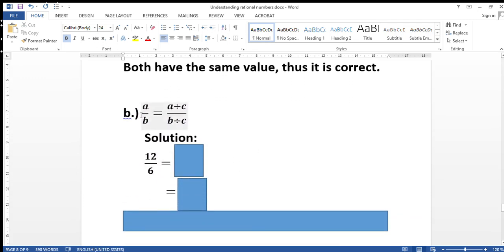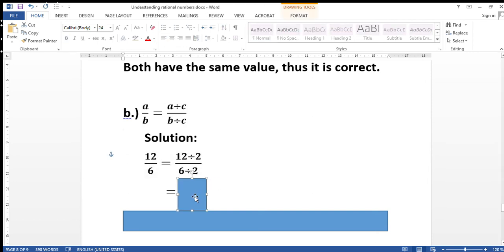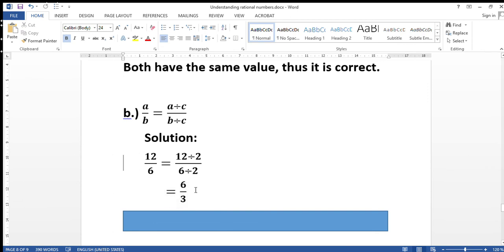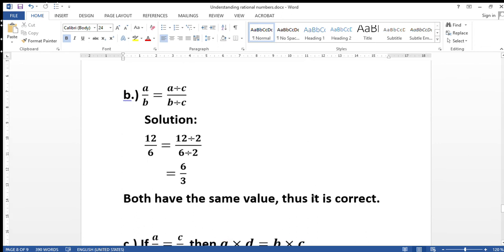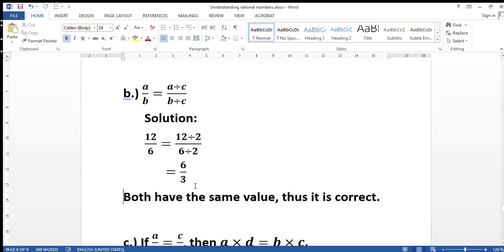Okay, next we have a over b. Now this time we do simplifying or reducing to the lowest term. So 12 over 6 again, and divide by c, which has a value of 2. So 12 divided by 2 and 6 divided by 2 is 6 over 3. Again, if we multiply it with 2, it will return the same fraction here. So both have the same value, thus this fraction is correct.